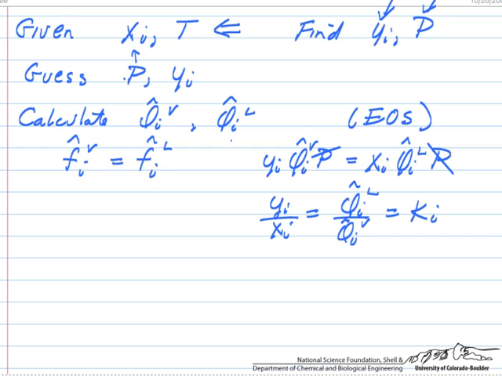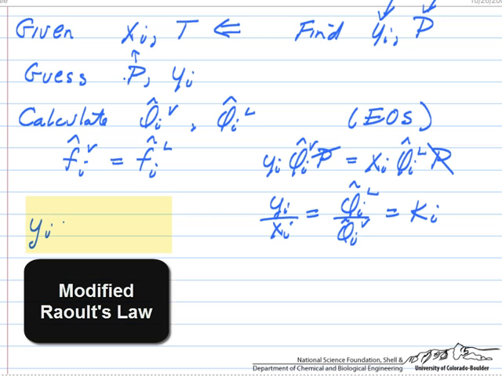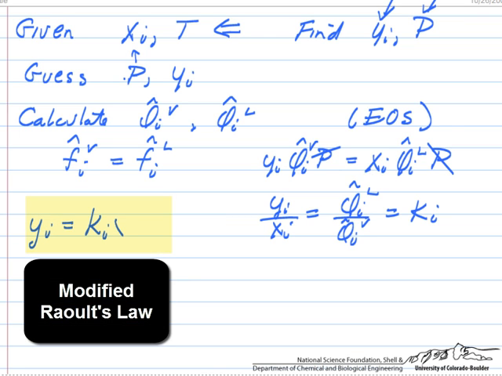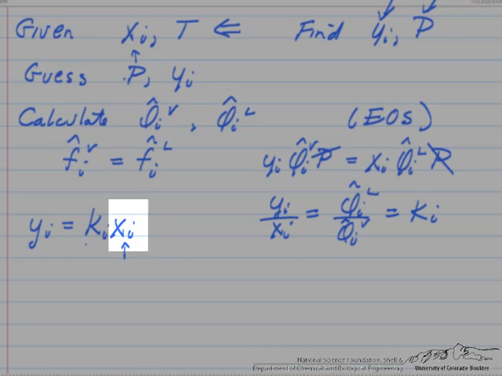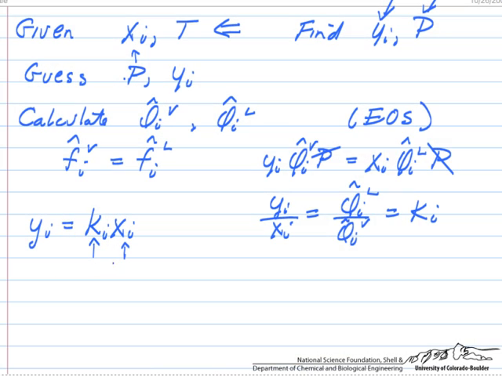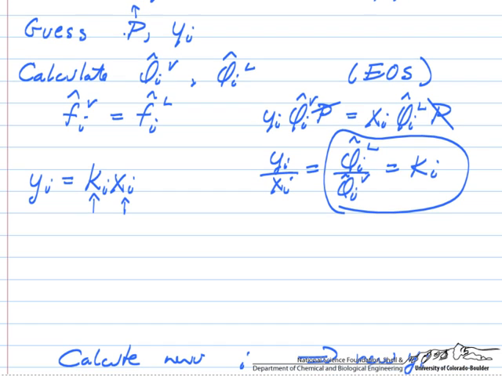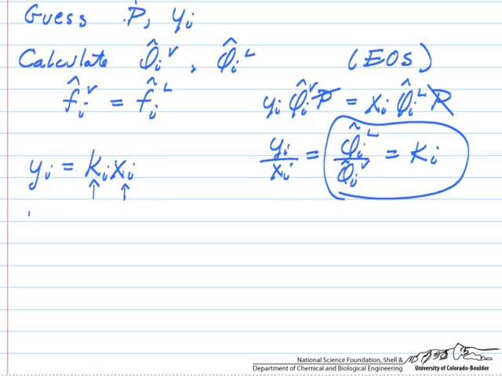So once we have calculated the fugacity coefficients, we can make use of equilibrium to say the new yi value is Ki times xi, which is just the modified Raoult's law. This we get because Ki is the ratio of fugacity coefficients. So the yi we calculate is going to be different from the yi we guess, unless some amazing miracle happens. So we could use the new yi values, go back to the equation of state, and therefore get new fugacity coefficients.